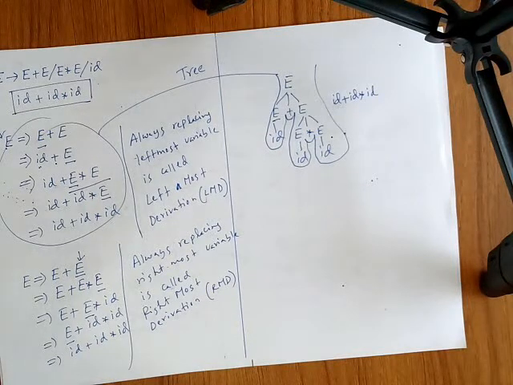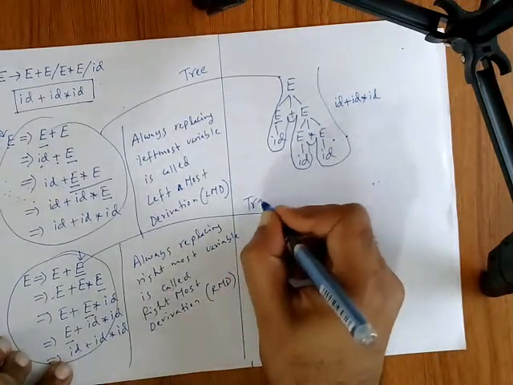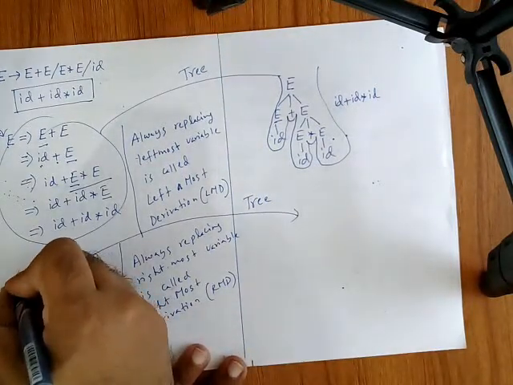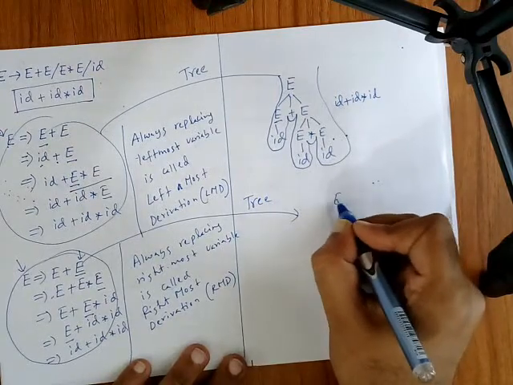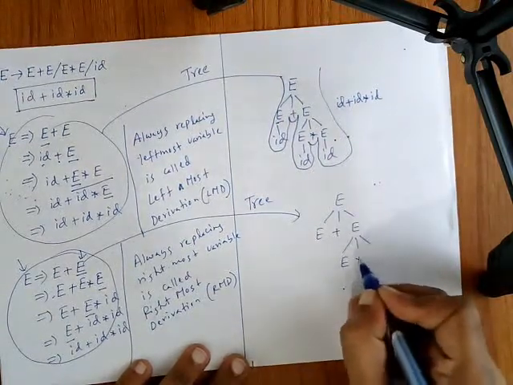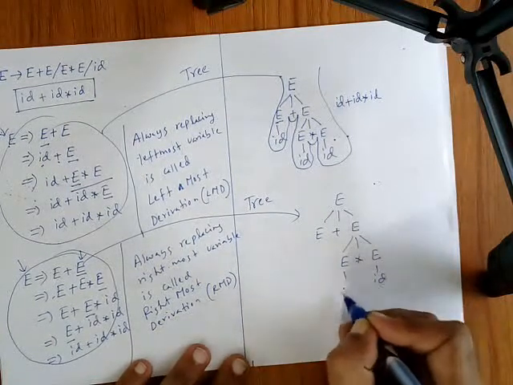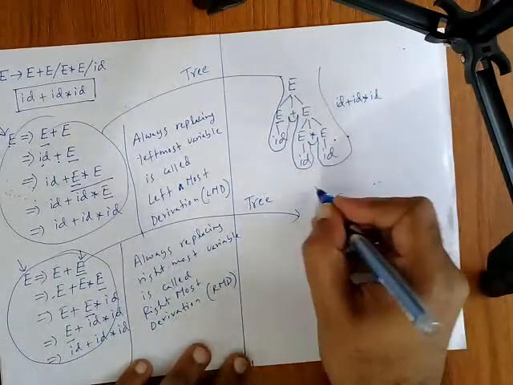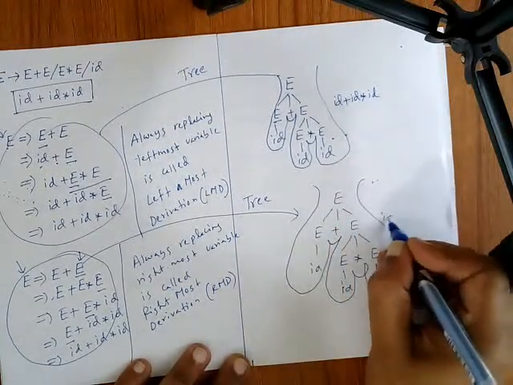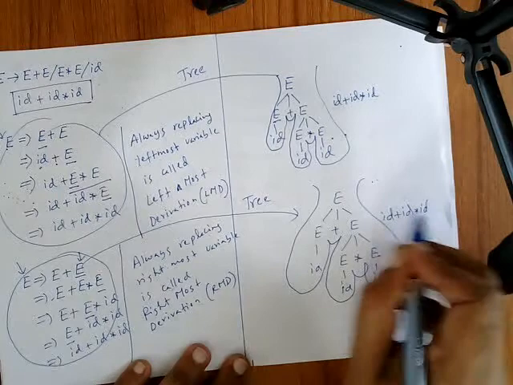Now convert this one to a tree. What do you get? We'll start from this E, root, then E would become E plus E, then this E would become E star E, then this E becomes ID, this E becomes ID, this E becomes ID. So what is the yield? ID plus ID star ID. Same thing, same yield. So correct tree.